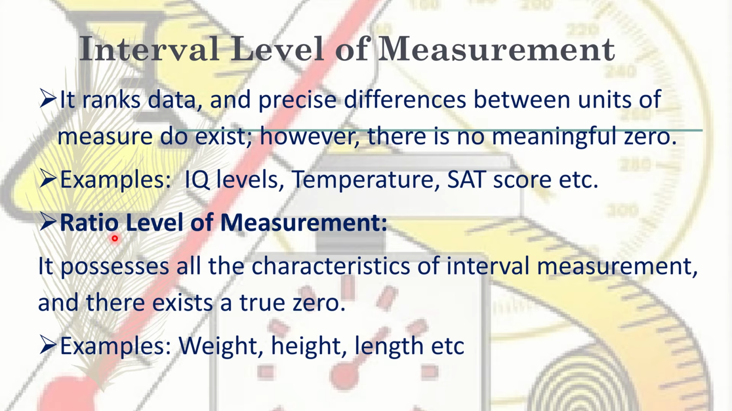The last one, the fourth one, is the ratio level of measurement. In case of ratio level of measurement, obviously it will possess all the characteristics of the interval one, but there will be a true 0, a meaningful 0. For example, weight, height, length, etc., they are all examples of ratio level of measurement. When we do classification of data based on weights, it will be ratio level. If you do that by using height, again it will be a ratio level, and so on.